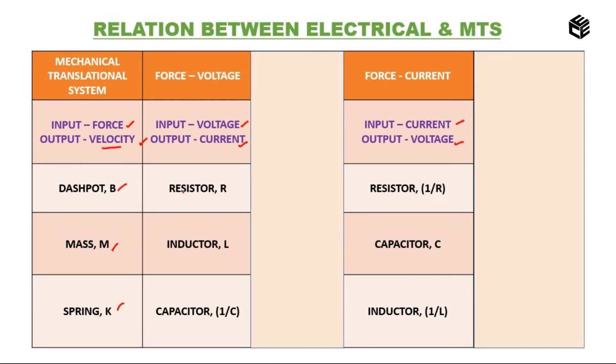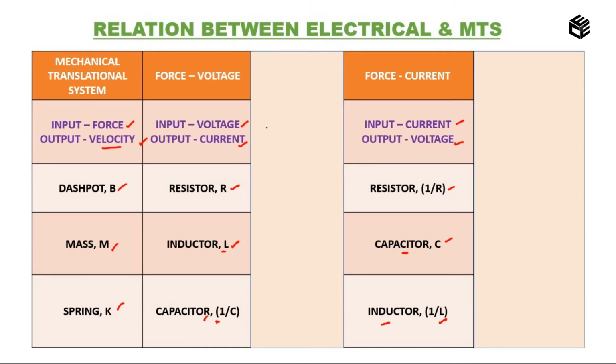And for force voltage, the dashpot is replaced by resistor, mass is replaced by inductor and spring is replaced by capacitor. Similarly, for force current, dashpot is replaced by resistor, mass is replaced by capacitor and spring is replaced by inductor. So the only change is that mass is replaced by inductor in one and capacitor in the other, and spring is replaced by capacitor in one and inductor in the other, just the reverse. The resistor replaces the dashpot in both force voltage and force current.